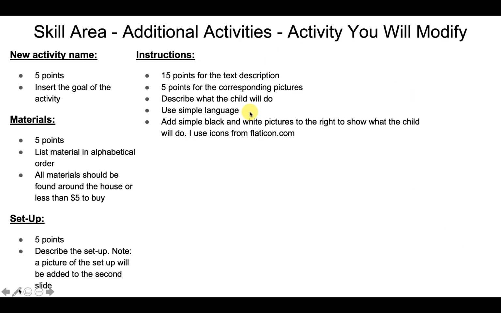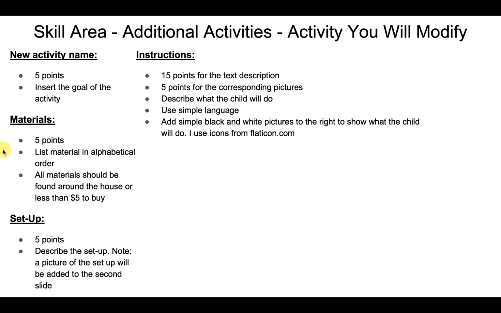So here's the basic layout. The title area is the skill area that you've been assigned. Additional activities stays the same. And the last part of the title will be the activity from your skill area that you plan to modify. This first area is the name of your new activity. You'll insert the goals of this activity. For this part, you're going to get 5 points.